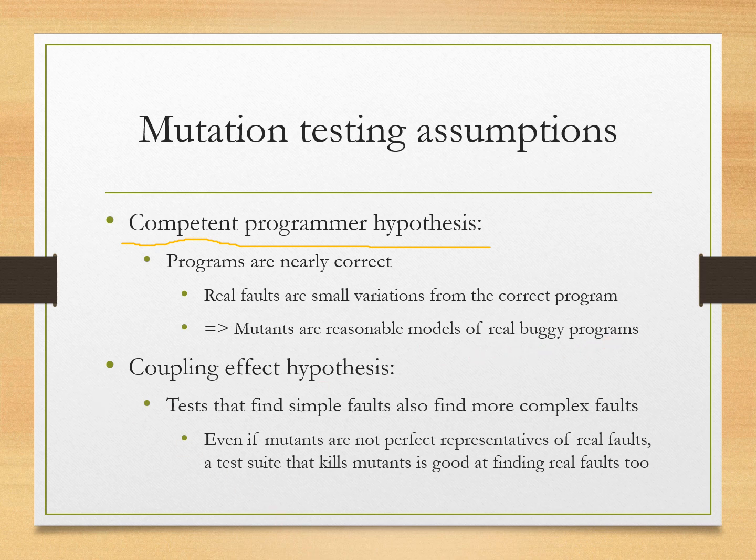Next one we have here is the coupling effect hypothesis. In this, tests that find simple faults also find more complex faults. Even if mutants are not perfect representatives of real faults, a test suite that kills mutants is good at finding real faults too.